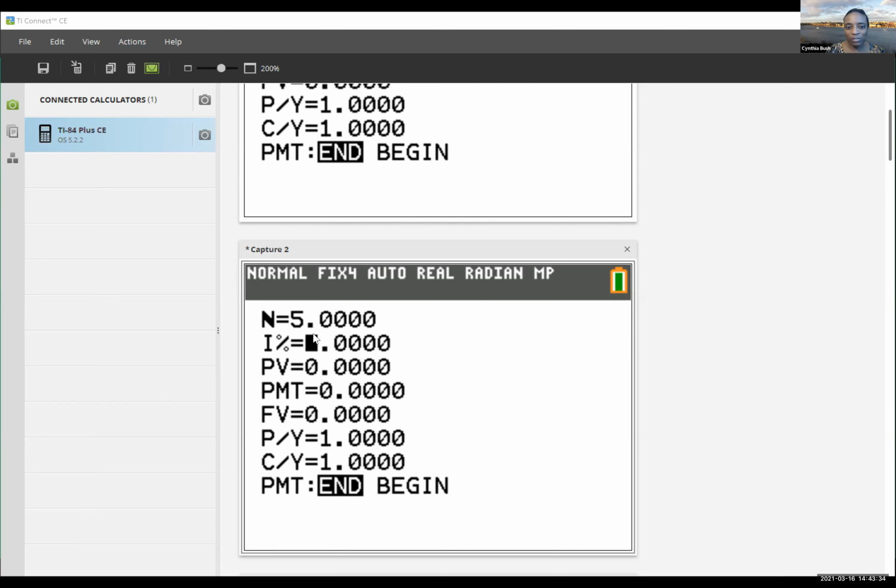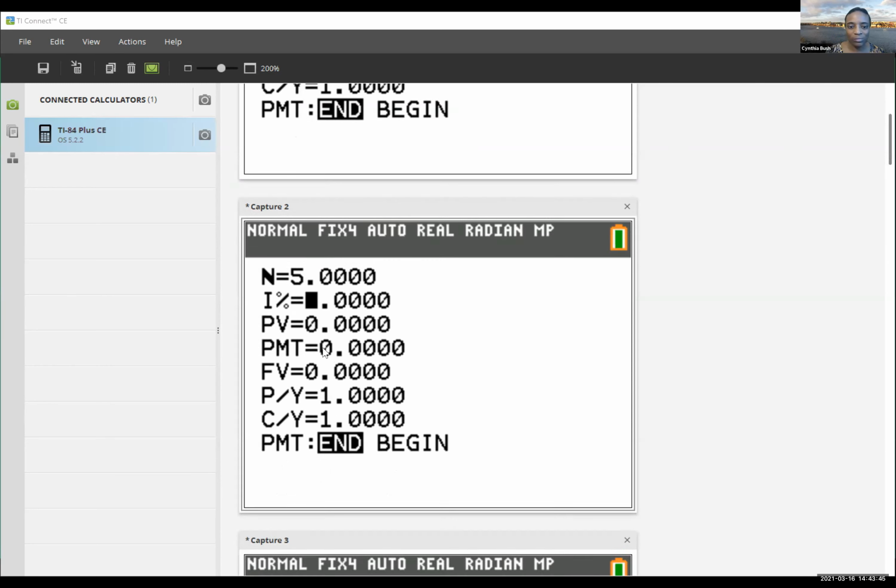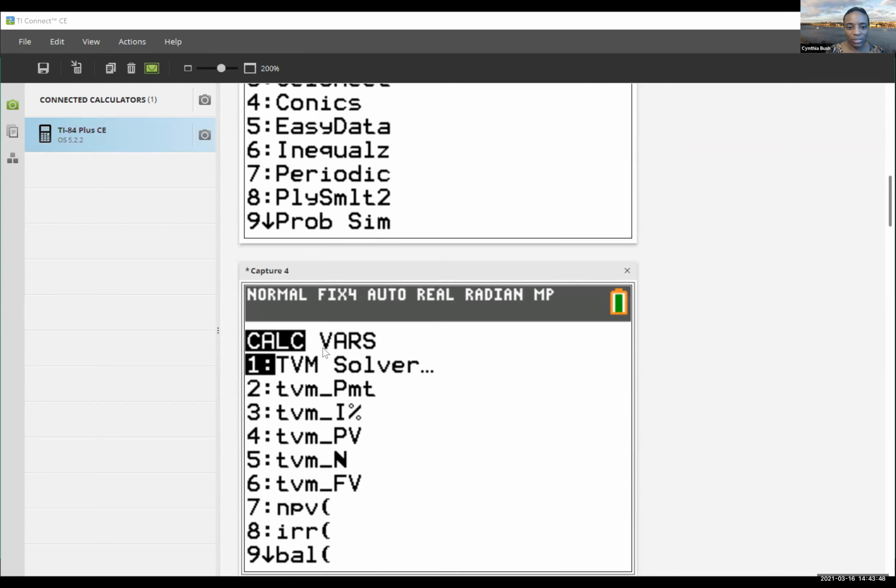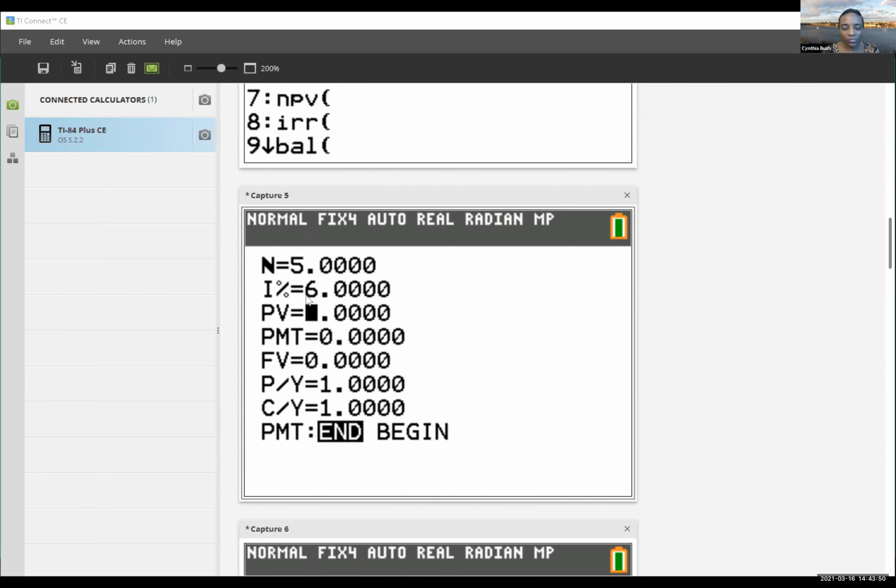My I is my interest rate. So after you hit enter, your cursor is going to move down to I automatically, or you can use your arrow key to get there. And when you're in the I field, you type the interest rate, which is 6. Now here's the thing. Notice it's just 6. You don't put 0.06 and you don't put 6 and a percent sign. You just enter the number. So I just type 6 and hit enter on the I line. Any questions so far?